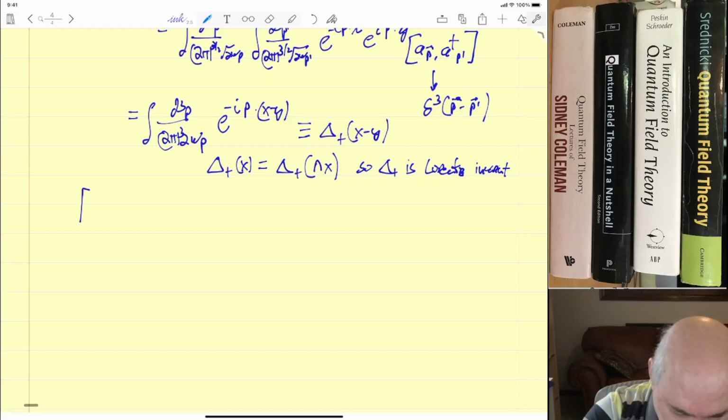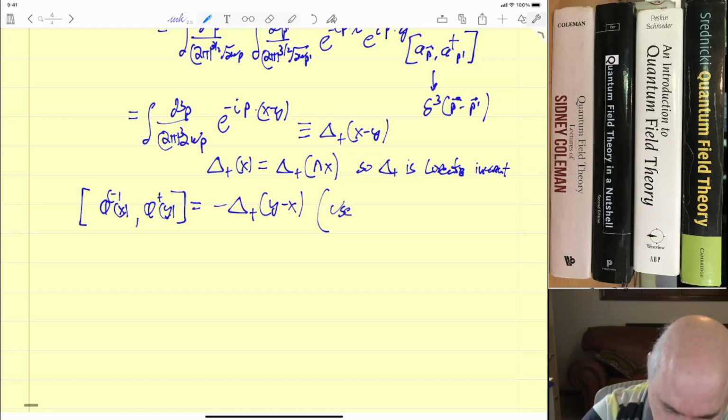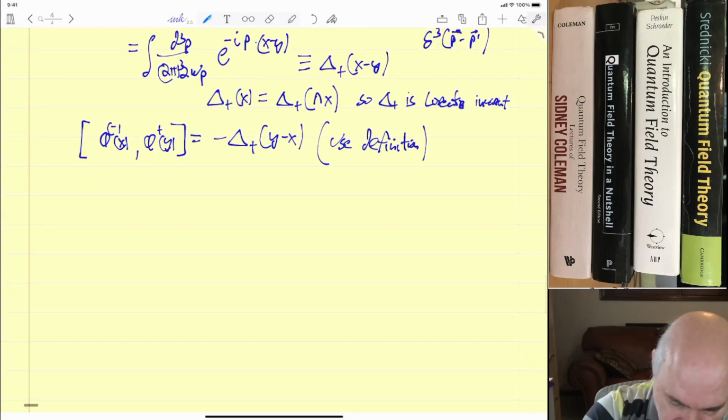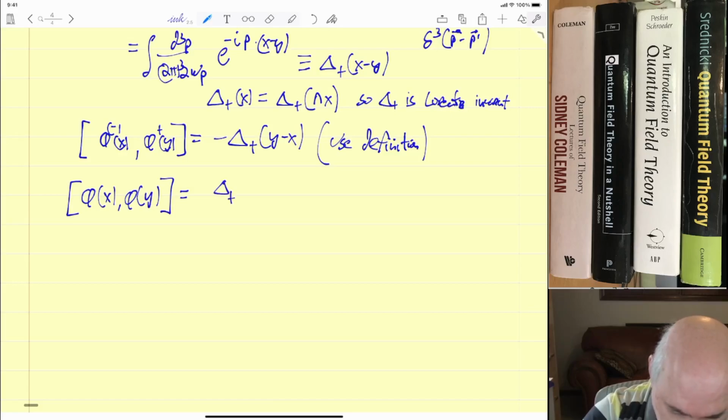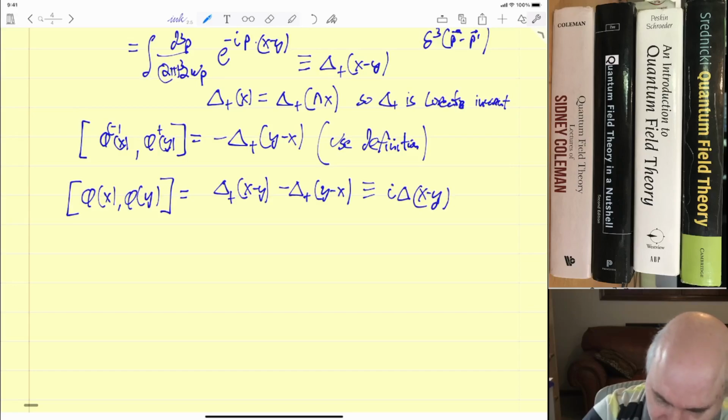Now, using what I said before about just interchanging the fields and switching the labels, it's easy to see that del minus is minus del plus y minus x. Just use the definition of the del functions. So substituting these two things in there, we get the commutator of phi x with phi y is equal to del plus x minus y minus del plus y minus x. And now this is defined as I del x minus y. This will be important. This is sort of the Feynman propagator for scalar fields.